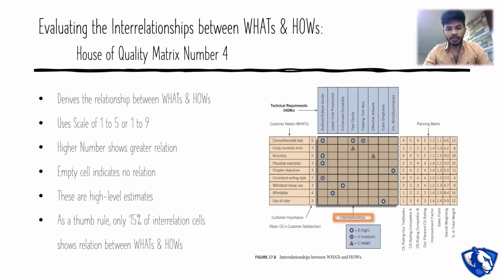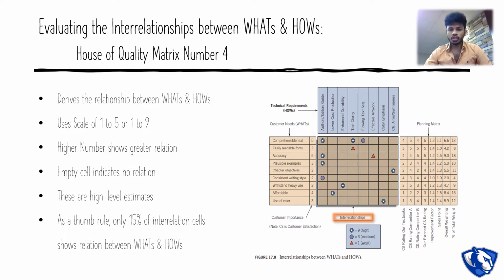Hello folks, today we're going to discuss the interrelationships between whats and hows. As my friends mentioned, whats is nothing but the customer needs, what they are expecting from the product, and hows is nothing but the technical requirements that we're going to develop in the product. Each and every technical attribute, I mean the product attribute, is going to satisfy each and every customer need.